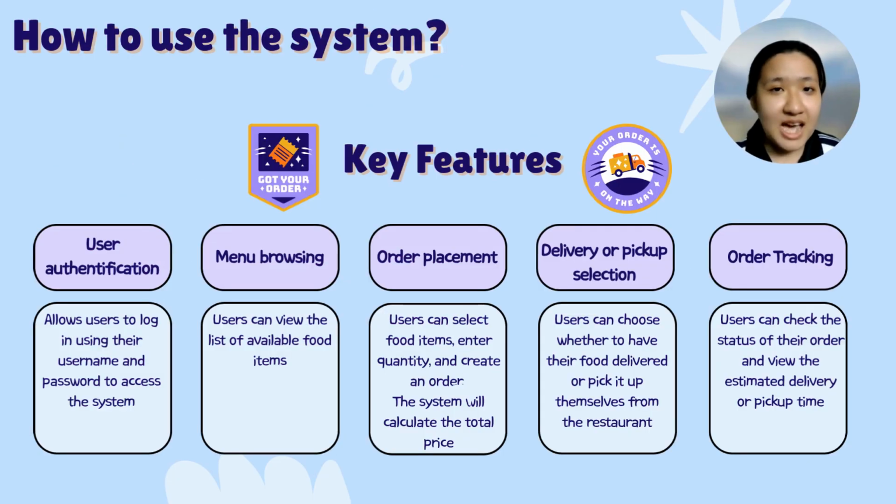Now, I will explain how to use the system, including the key features and user workflow. Our system includes several key features. First, user authentication allows users to log in using their username and password to access the system. Next, users can browse the menu to view the list of available food items. Users can then select food items, enter the quantity, and create the order.